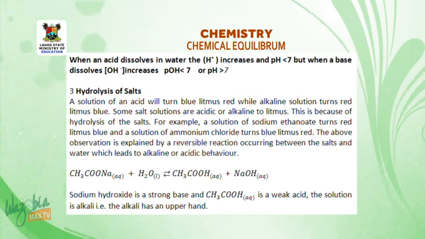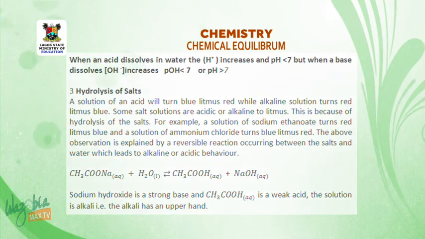The above observation is explained by a reversible reaction occurring between the salt and water, which leads to alkaline or acidic behavior. For example, sodium ethanoate reacts with water reversibly to form ethanoic acid and sodium hydroxide. Sodium hydroxide is a strong base, and CH3COOH, which is acetic acid, is a weak acid. The solution is alkaline, that is, the alkali has the upper hand.